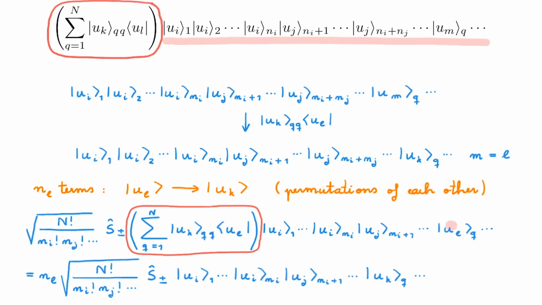We can pick any UL state in the original sequence and replace it by a UK in this second line, because all the NL terms are simply permutations of each other, which give the same result under the action of the symmetrizer or antisymmetrizer.